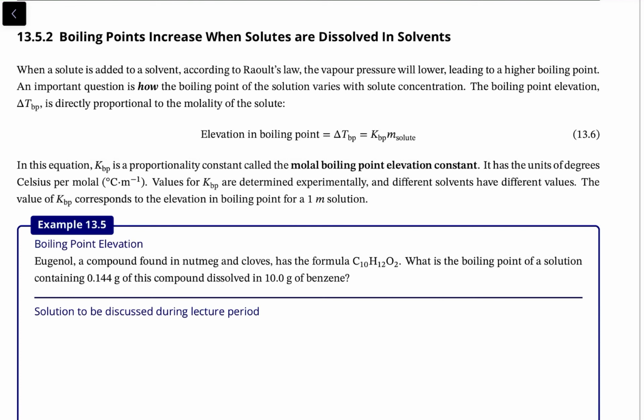All right, so we're continuing on with the colligative properties of solutions. And the next colligative property that we'll be looking at is that the boiling point of a solution increases when a solid is dissolved in a solvent. All right, so now what does that mean? That literally means if you dissolve a solid in a liquid, its boiling point increases.